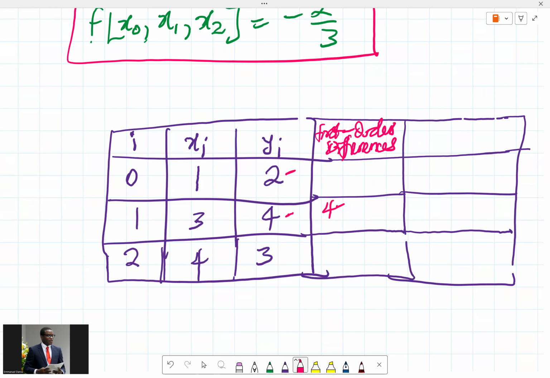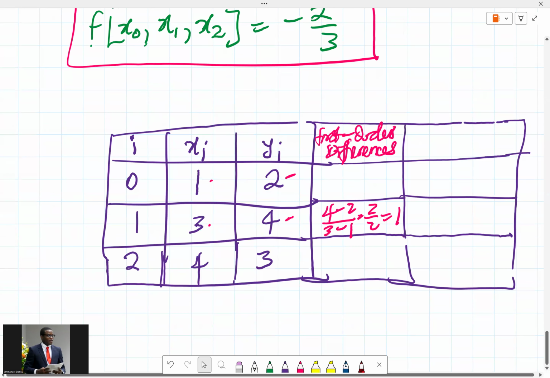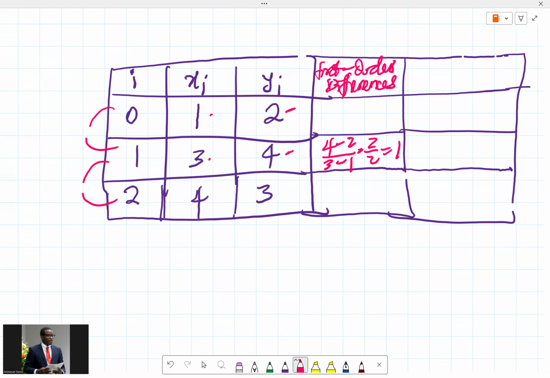So that will be 4 minus 2 divided by 3 minus 1, and that is 2 over 2, and the answer is 1. That's exactly what we got up here, right? Then we move on to the next first order difference. You take this pair first, then you move on to this pair. I want to color code for easier understanding. So now we have 3 minus 4 all over 4 minus 3, and that is minus 1 over 1, which is minus 1. That's how we got it.